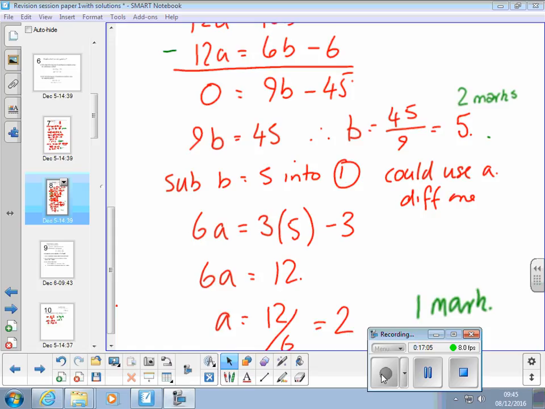1 mark for that. Okay, so that's a typical question you could get on the algebra around simultaneous equations. What's the other method?